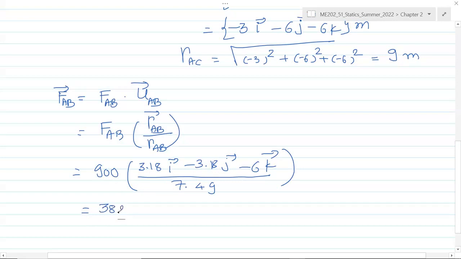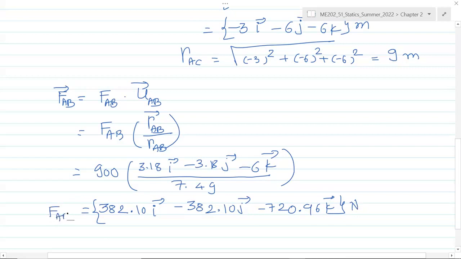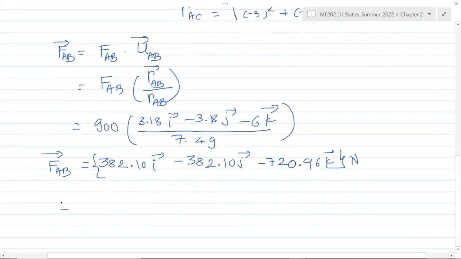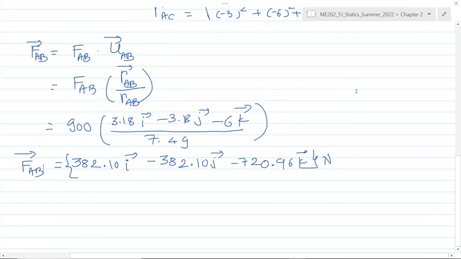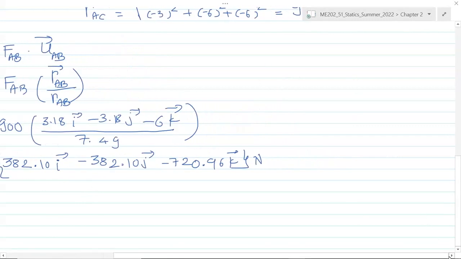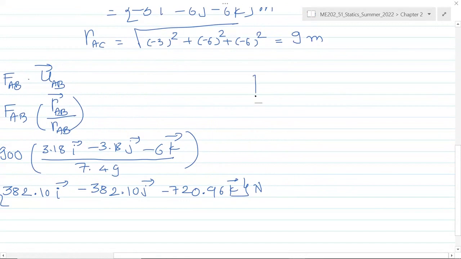So it's 382.10i minus 382.10j minus 720.96k. And this is now in newtons because that's the force. So we have calculated force AB as a Cartesian vector. Now we need to do the same thing for vector AC as well. So let's do that on the side here.